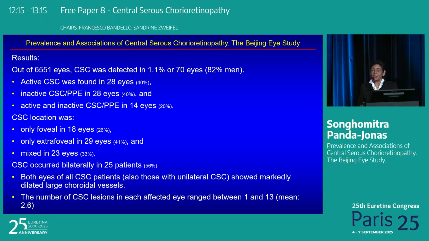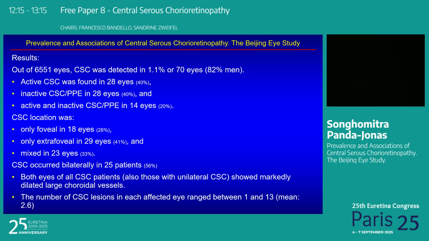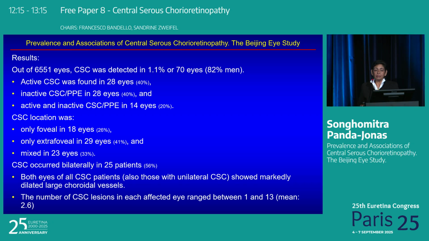Out of 6,551 eyes, CSC was detected in 1.1% or 70 eyes, 82% of which were males. Active CSC was found in 28 eyes, that's 40%, and inactive CSC in 28 eyes, also 40%, and eyes with both active and inactive CSC and PPE in 14 eyes, that's 20%.